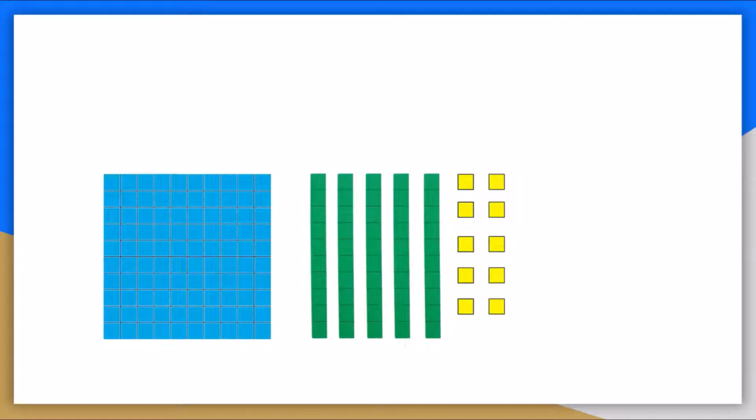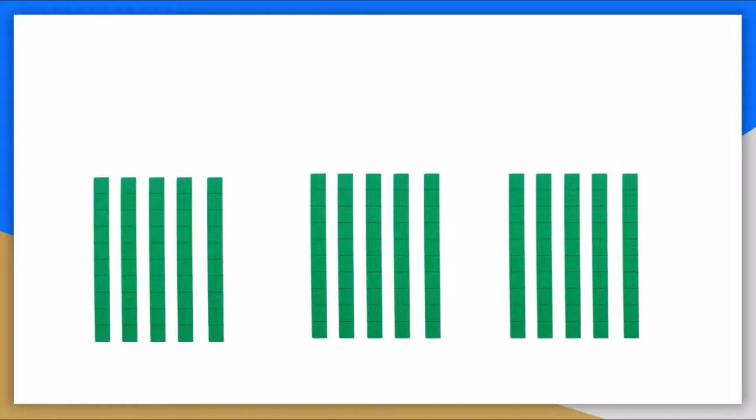What number do you see here? You should have said 160 because these are going to regroup to make another 10, which will give us 6 tens plus the 100. What number do you see here? You should have said 150 because these are grouped in sets of 50.